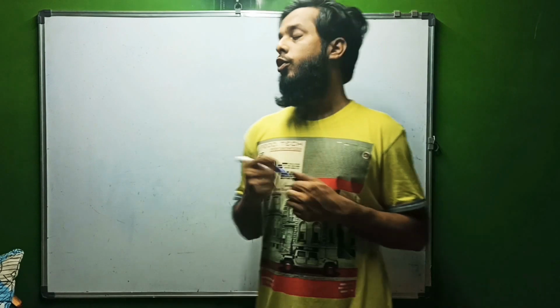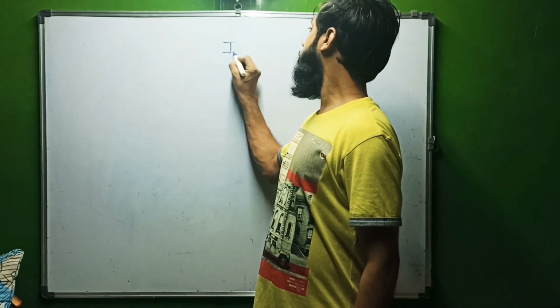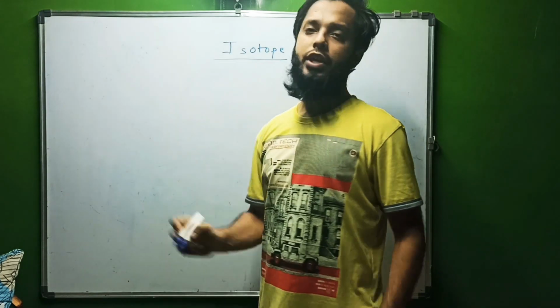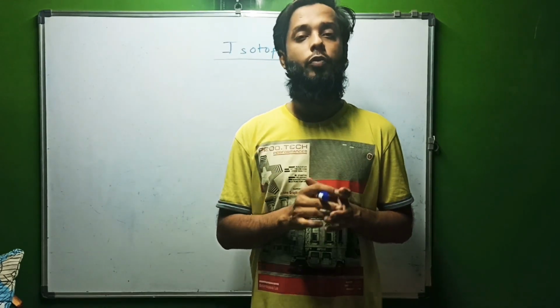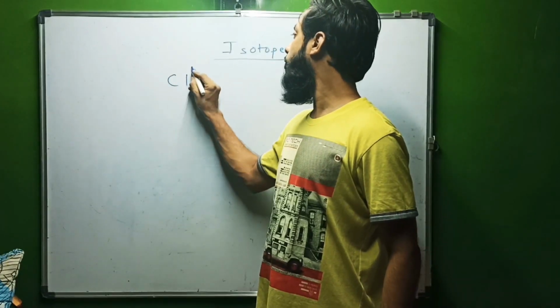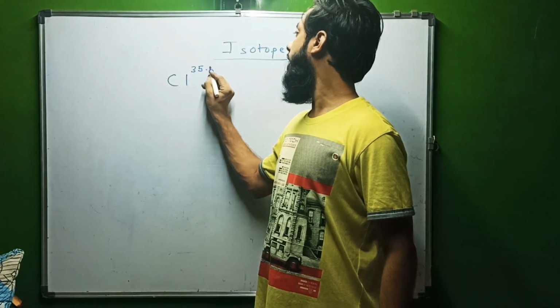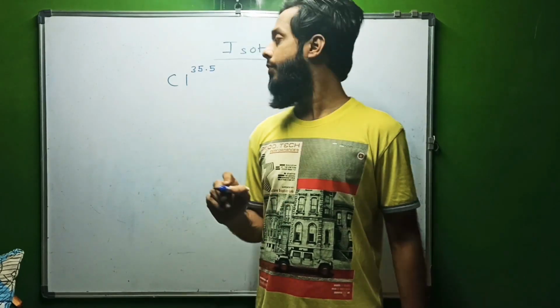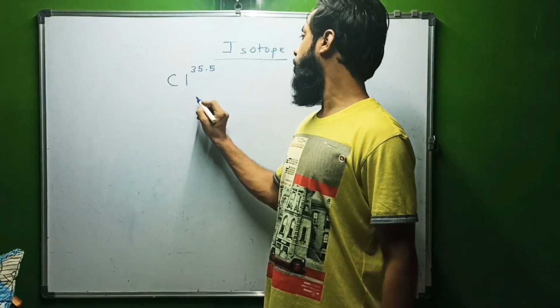So today I'm going to talk about isotopic weight or average weight. Like last time we have written about the atomic weight: hydrogen, helium, lithium, 1H1, 2He4, 3Li7. But you have noticed that in case of chlorine, it was 35.5. So how was it 35.5? Let's talk about isotopes.